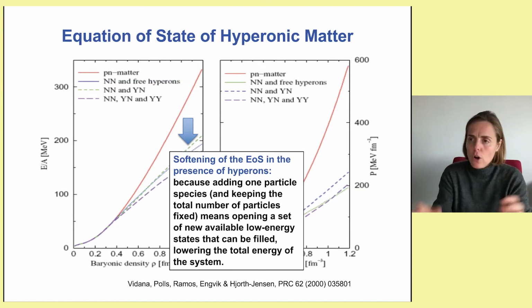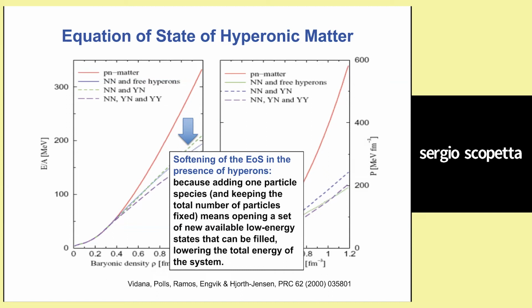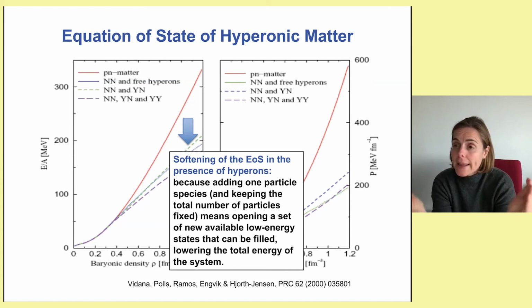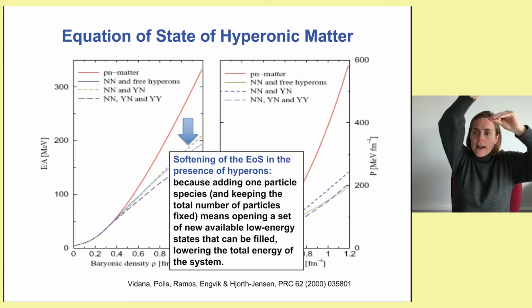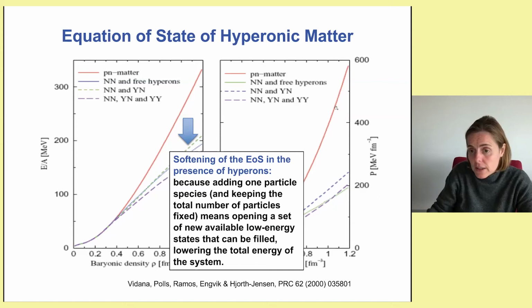So before that, again, you put a hyperon. So you're changing a nucleon by a hyperon, okay? You are adding one particle species, but keeping the total number fixed. Then it means filling up new Fermi seas from the bottom, so with lower energy. And this is lowering the total energy of the system. Before, you had to put particles in low and higher energy states. Now you don't need that anymore, you can put them in lower ones. So the energy of the system is lowered, okay? This is the main idea. And then this is what you see, this sudden drop.